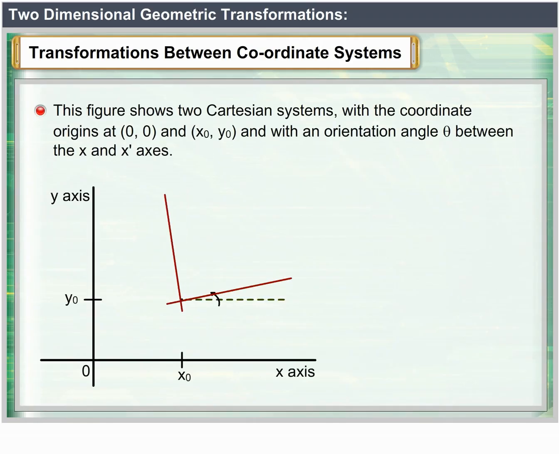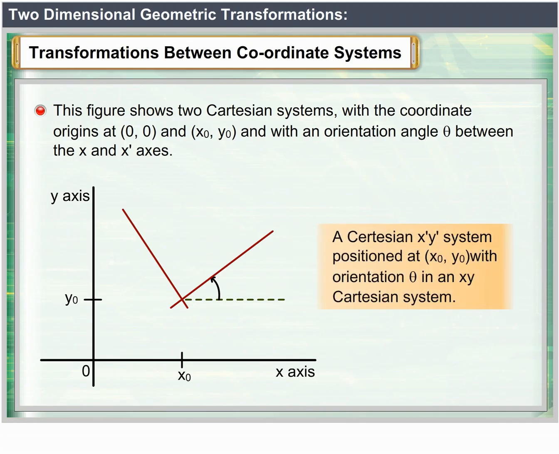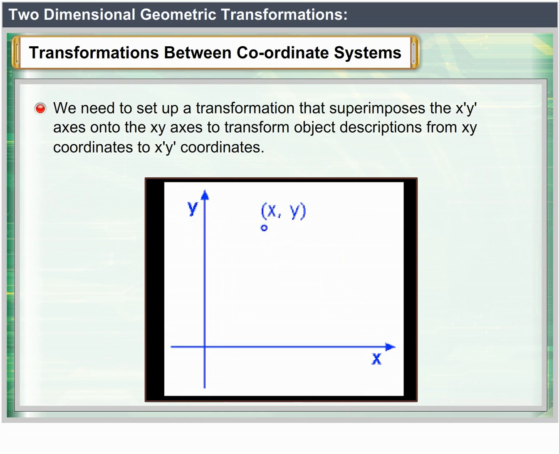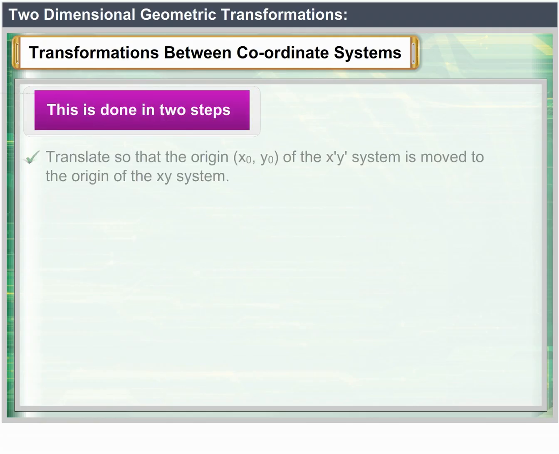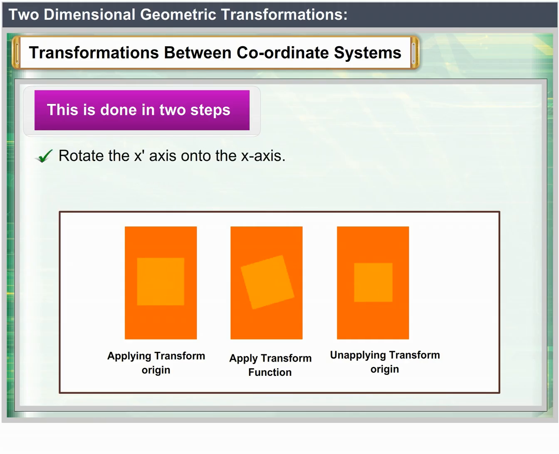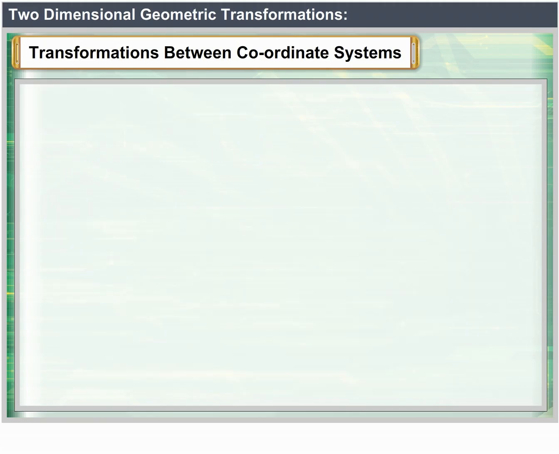This figure shows two Cartesian systems with the coordinate origins at 0, 0 and x0, y0, and with an orientation angle theta between the x and the x' axes. This figure shows a Cartesian x'-y' system positioned at x0, y0 with orientation theta in an xy Cartesian system. To transform object descriptions from xy coordinates to the x'-y' system, we map the x'-y' axes onto the xy axes. This is done in two steps. Translate so that the origin x0, y0 of the x'-y' system is moved to the origin of the xy system. Rotate the x' axis onto the x-axis.